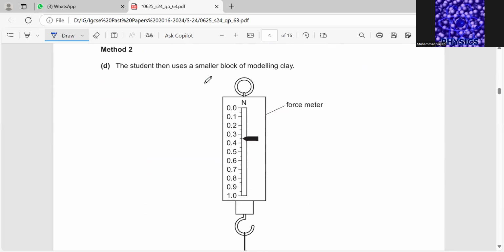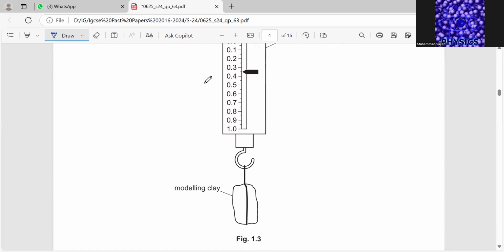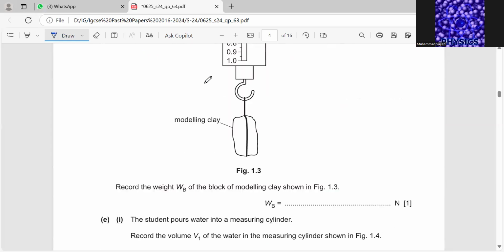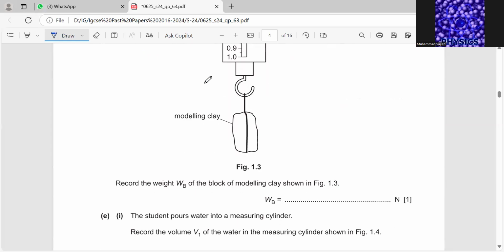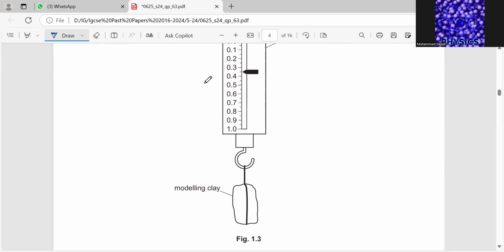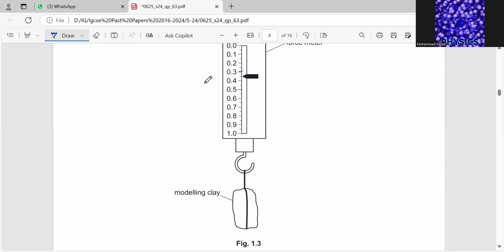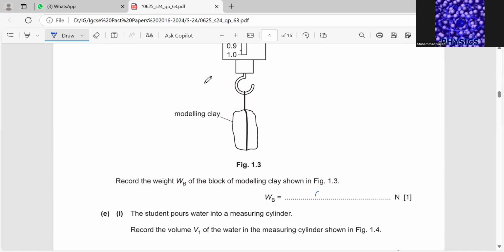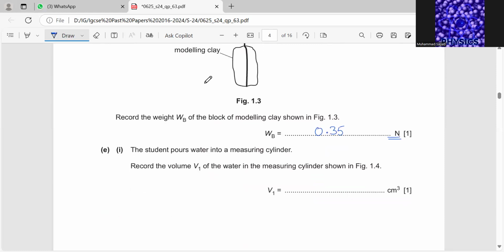Method 2. The student then uses a smaller block of modeling clay, and it is in front of you, and a force meter is there. Now, record the weight of the modeling clay. See, 0.3, 0.4, it is in the exact center. So it means 0.35 Newton.